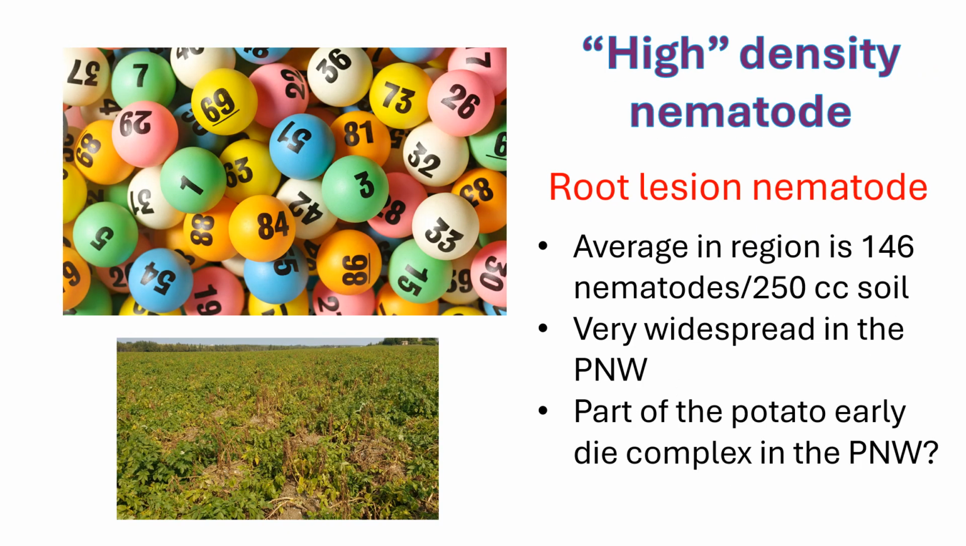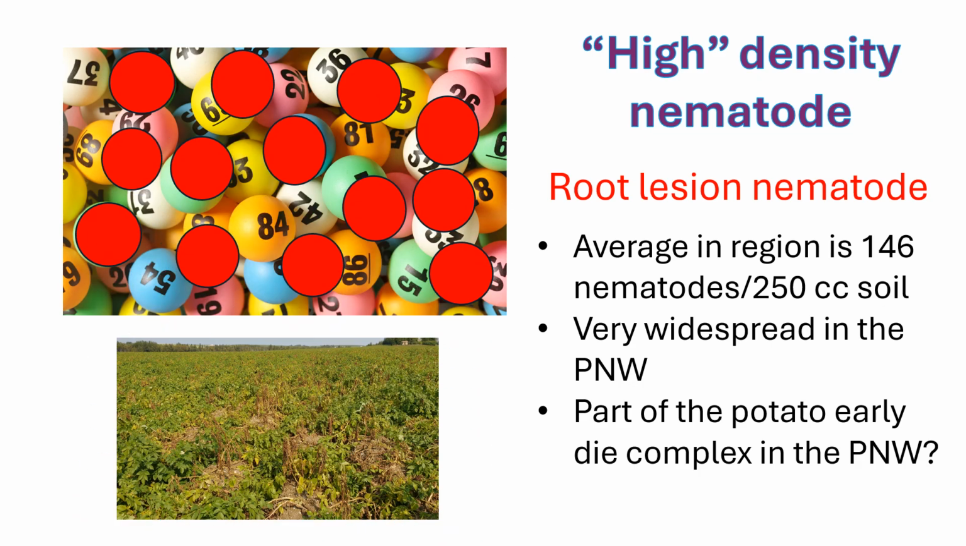Then we have our high density nematode. This is our root lesion nematode, which on average is found in our region at about 146 nematodes per 250 cc's of soil. It is very widespread in our area, and it is potentially part of the potato early dye complex in the Pacific Northwest, but more research needs to be done to determine that. On the bottom left, you can see the damage done by root lesion nematode to a field, and to continue our analogy, as a high density nematode, you've got a lot more lotto tickets now. It's much likelier that we are going to find you or that your name is going to be pulled to win that money. So that's why we end up seeing root lesion so much, because it does exist in these high densities.